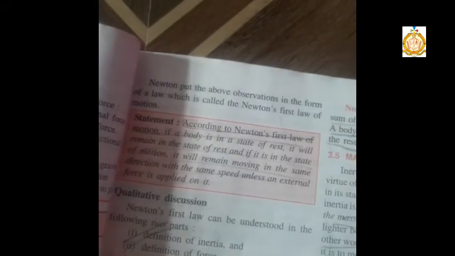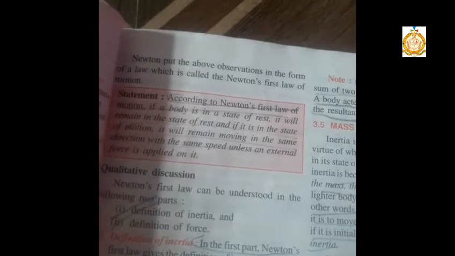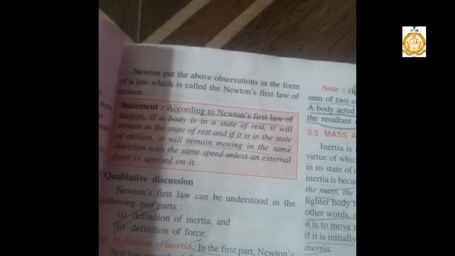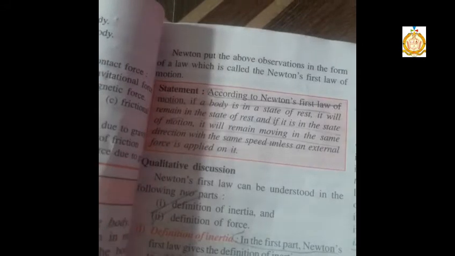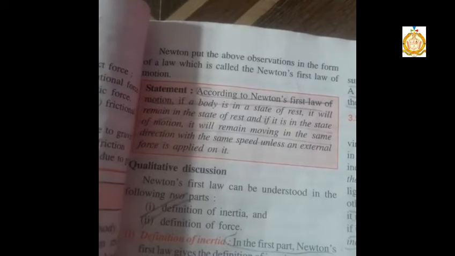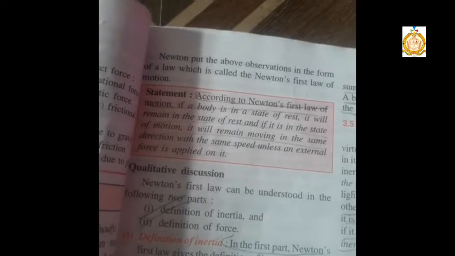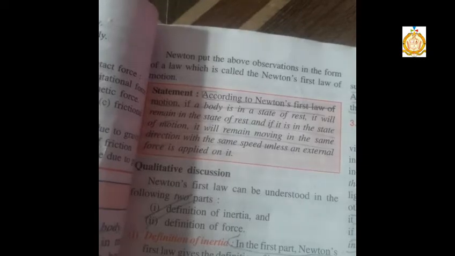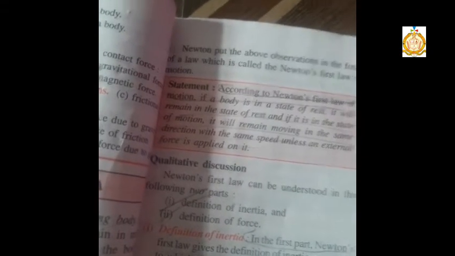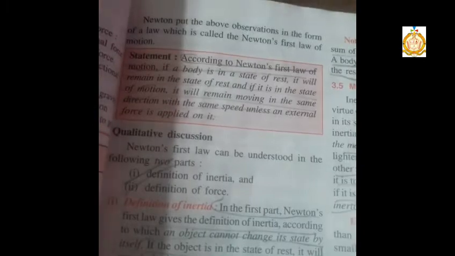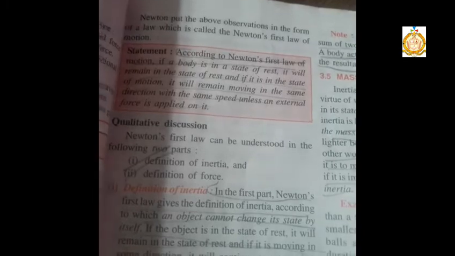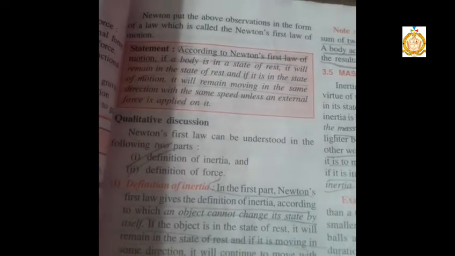So the definition of inertia. First of all, what is inertia? A body cannot change by itself, cannot come into motion by itself, cannot go to rest by itself. Why? Due to inertia. Newton's first law gives the definition according to which an object cannot change its state by itself. If the object is at rest, it will remain at rest. If it is moving in some direction, it will continue moving in that same direction. That is called inertia.